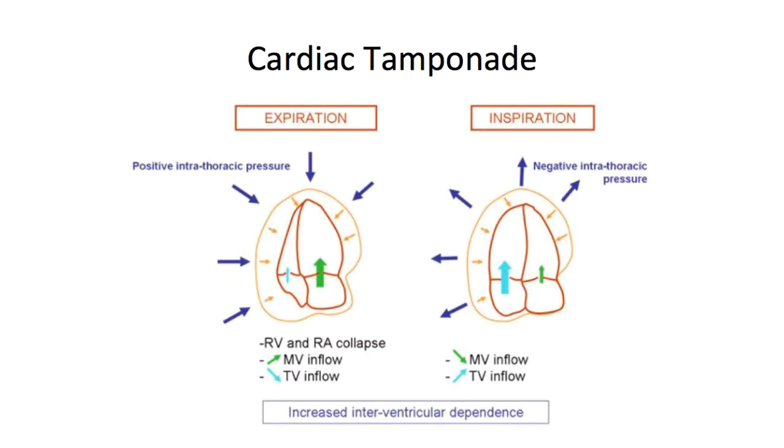During expiration, the positive intrathoracic pressure is exerted on the already fluid-filled pericardium, resulting in right-sided heart collapse. When this occurs, you can imagine how this will decrease blood flow through the normal circulatory pattern through the heart. The problem is the severely reduced cardiac output as a result of compression on the heart.